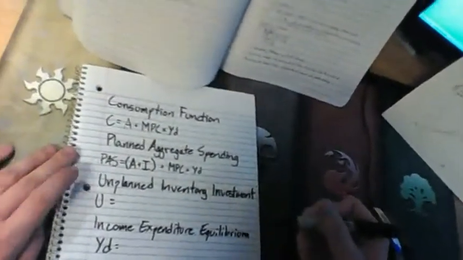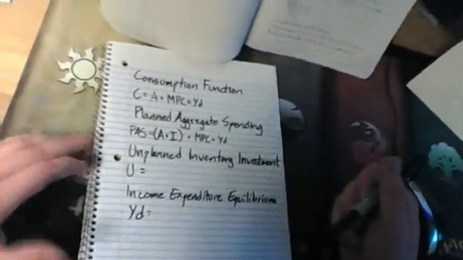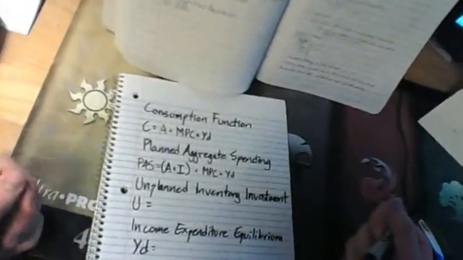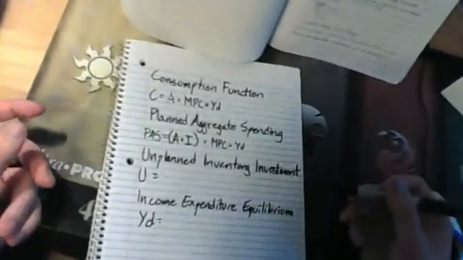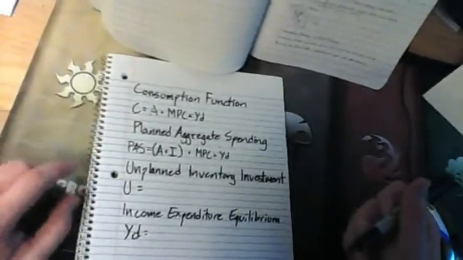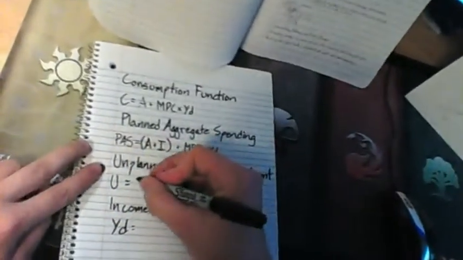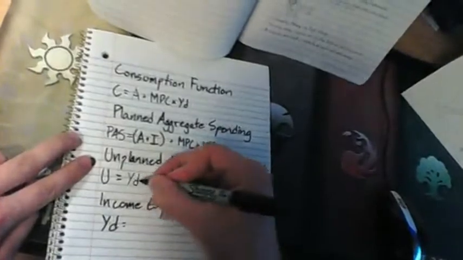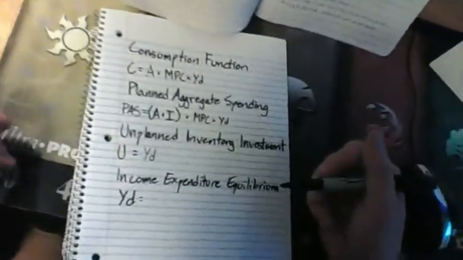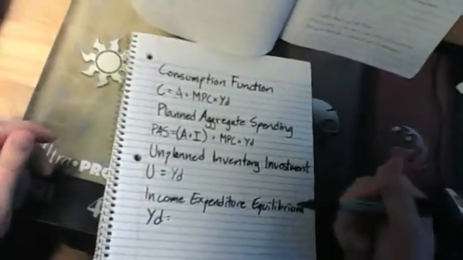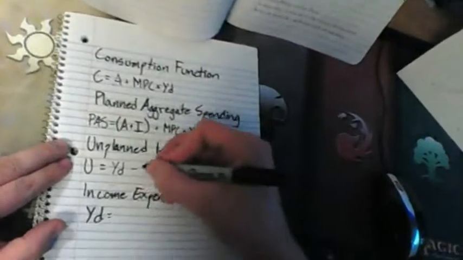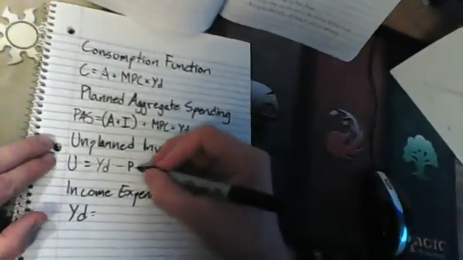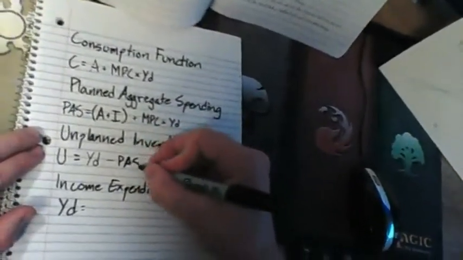Next we have the unplanned inventory investment. This is going to give us an idea if firms are underproducing or overproducing a good in this economy. So we have our YD, which is our disposable income, but it can also be considered our real GDP. And from that, we subtract our planned aggregate spending.